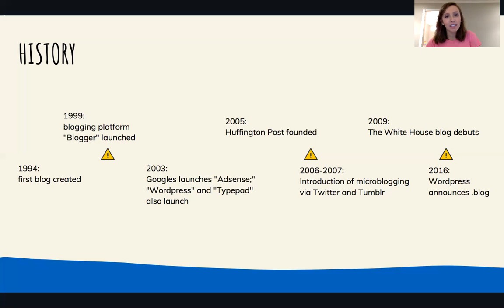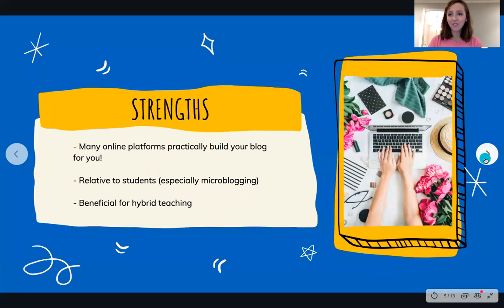And then in 2016, most recently, WordPress announced .blog. So you could have, for example, my blog is called happilyhanes.com, but you could have happilyhanes.blog. So blogs were just growing and growing and growing. And I can even say that before 2016, I had teachers who used blogs in their classroom, which we will get to. Okay, so let's talk about some strengths and weaknesses of blogging, not necessarily just as instructional tools, but just in general.